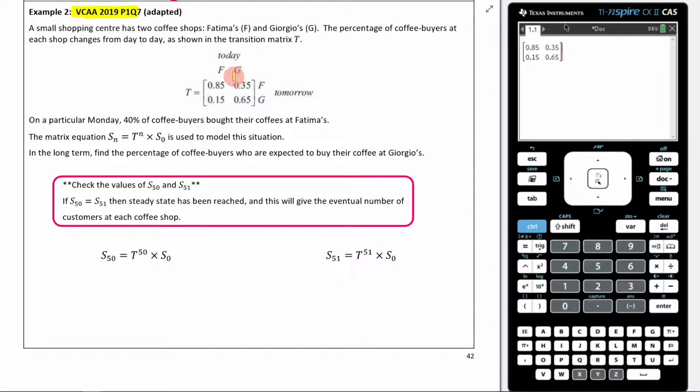So as you can see here, if you've gone to Fatima's today, 85% of people will then go to Fatima's tomorrow, and 15% will go to Giorgio's tomorrow. Is that Giorgio? I don't know how to say that.